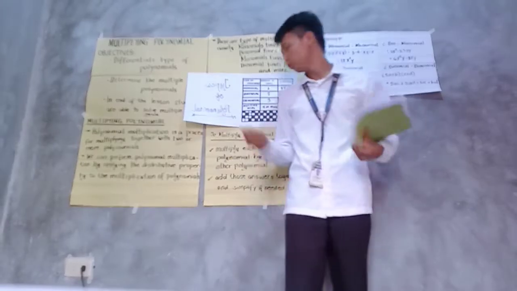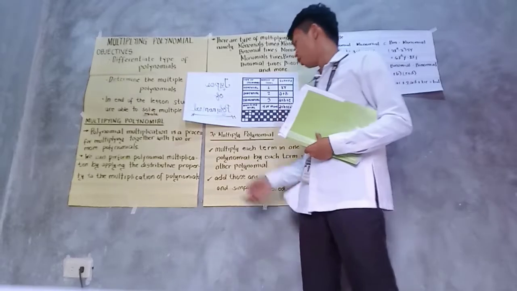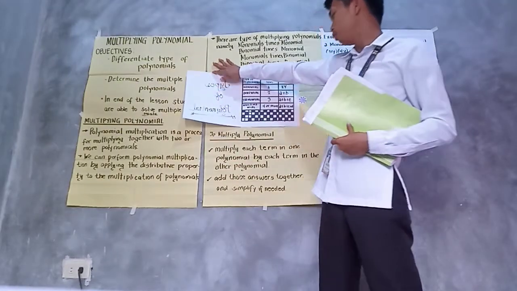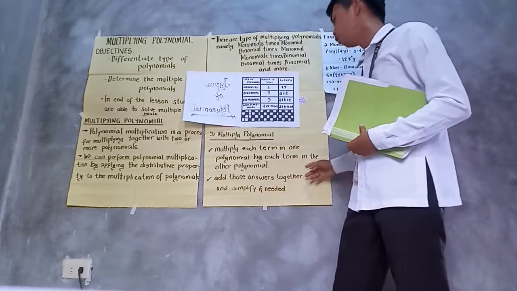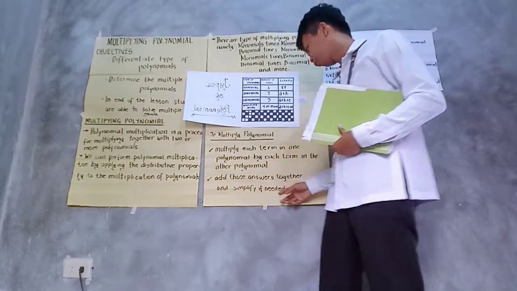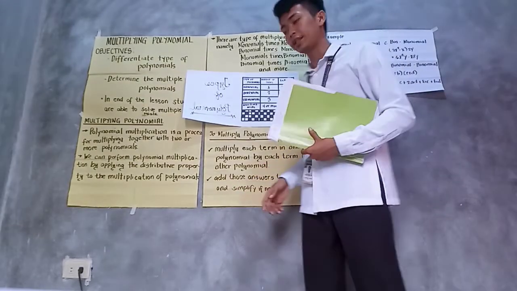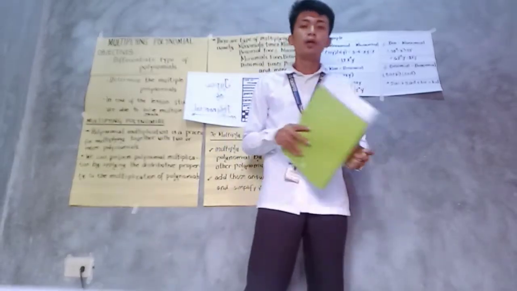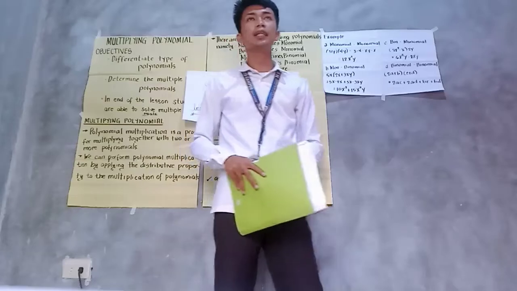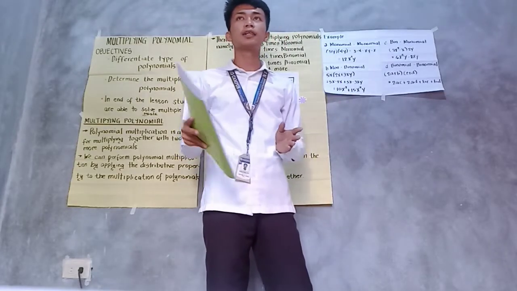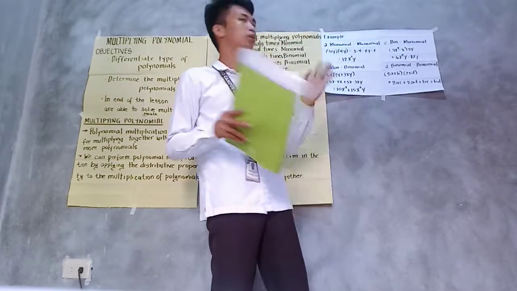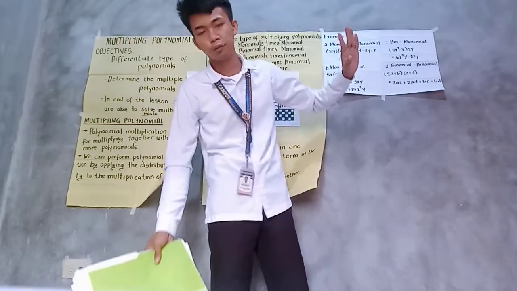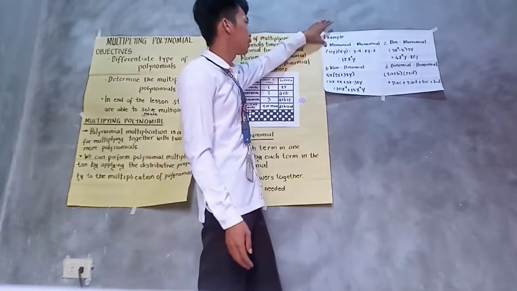Now, how to multiply polynomials? To multiply polynomials, multiply each term in one polynomial by each term in another polynomial. Add those answers together and simplify if needed. So, for your better understanding, let's discuss how to solve these examples. So, here are the examples.